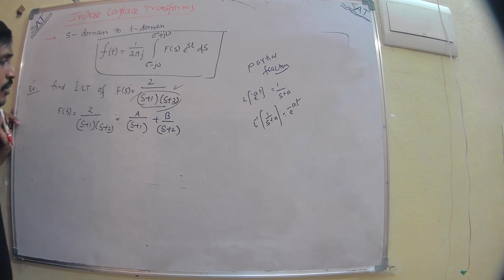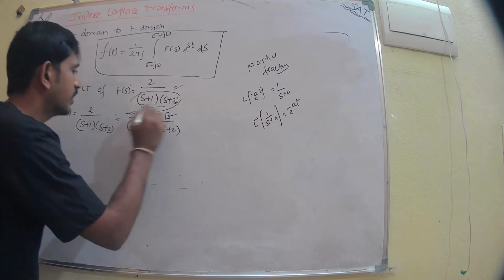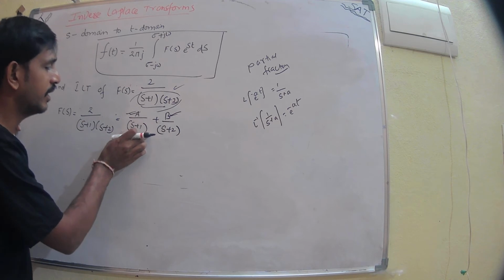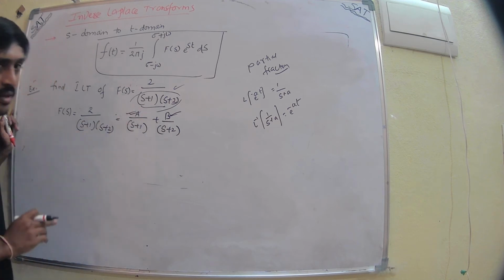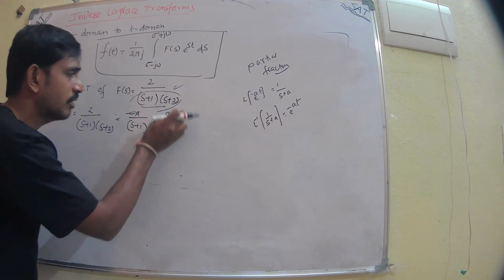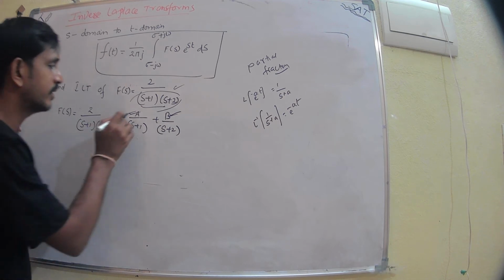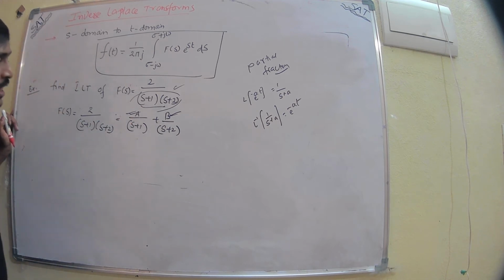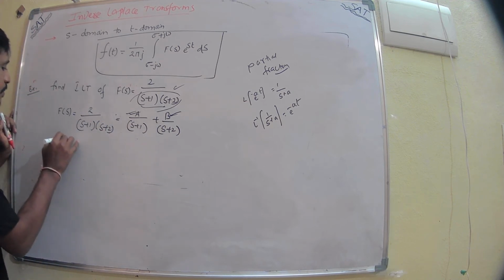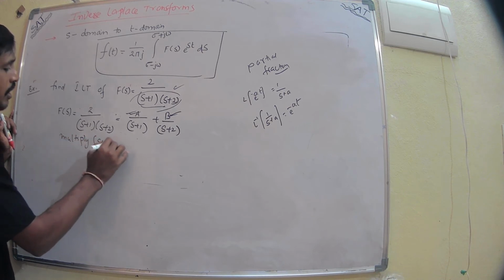Now find out the A value and B value. First find out the A value, next the B value. To find the A value, I can remove the (s plus 1) and also make B as 0. To isolate this A value, I can multiply (s plus 1) on both sides.